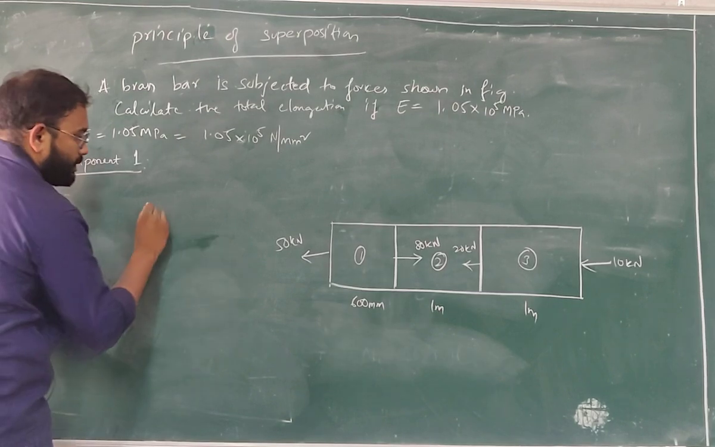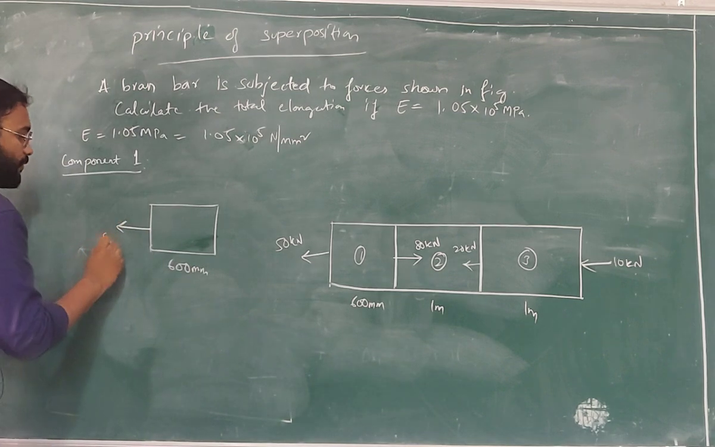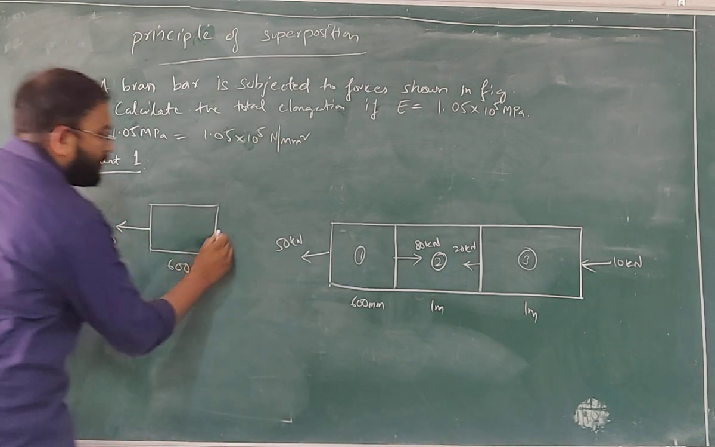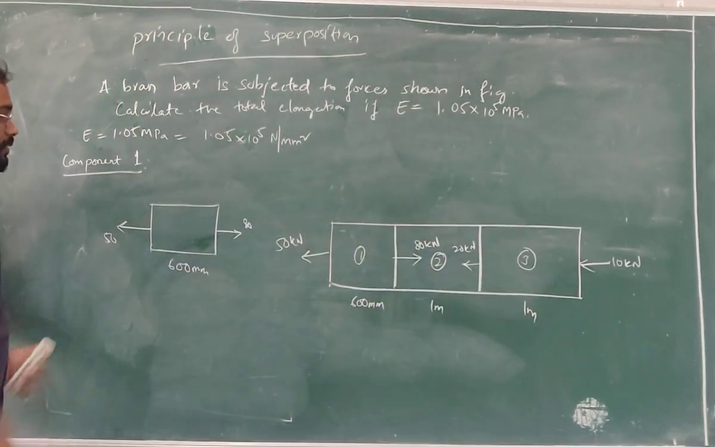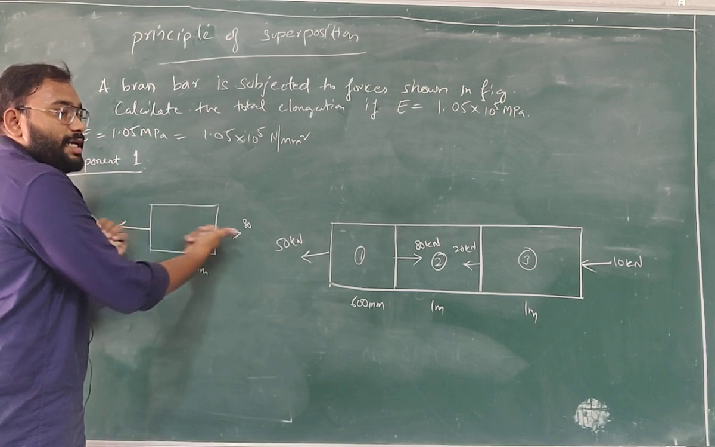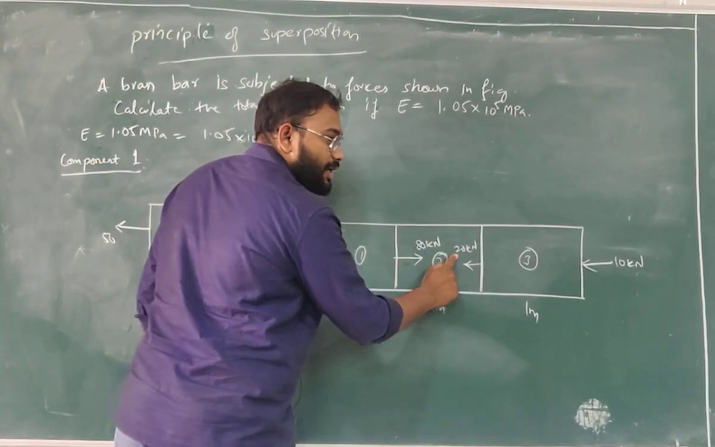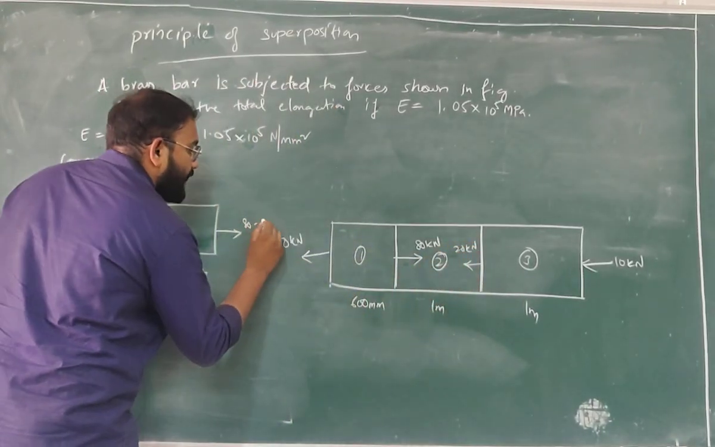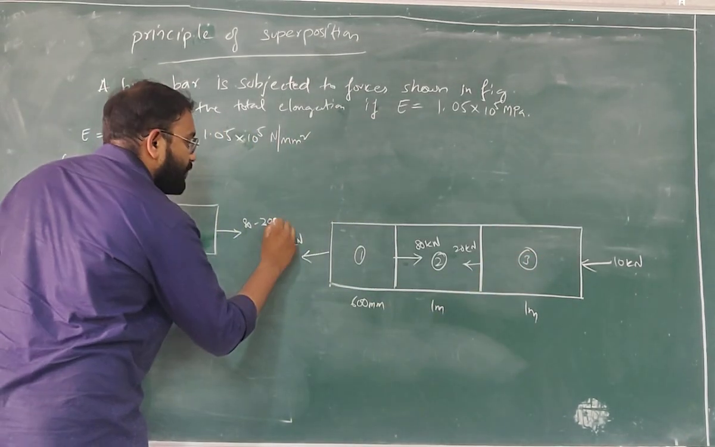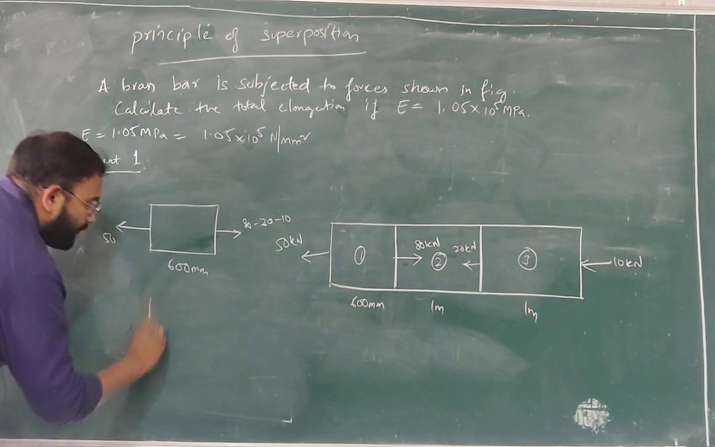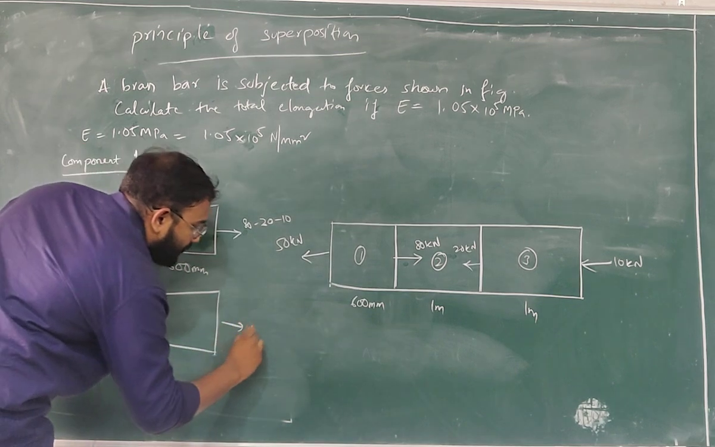Now if you see component 1, it is of length 600 millimeter, applied with a force of 50 on this side, and we have forces of 80, 20 and 10. Now this is a tensile force, we'll take it positive. What about this one? This is a compressive force, 80, minus 20. And this is also a compressive force, subtract 10 again. So this will be a bar subjected to 50 and 50.